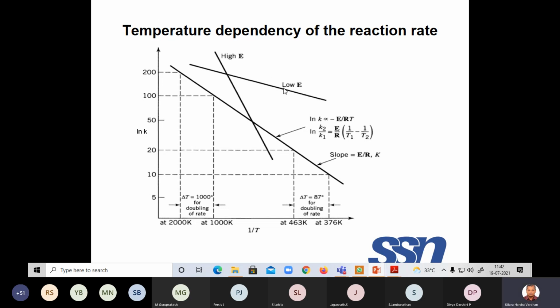Now, if the activation energy is very less, then minus E by R becomes a small value. Therefore, the equation becomes almost a straight line like this. So for a low activation energy, you get this kind of curves. For a high activation energy, you get this kind of curves. This is not what we want.